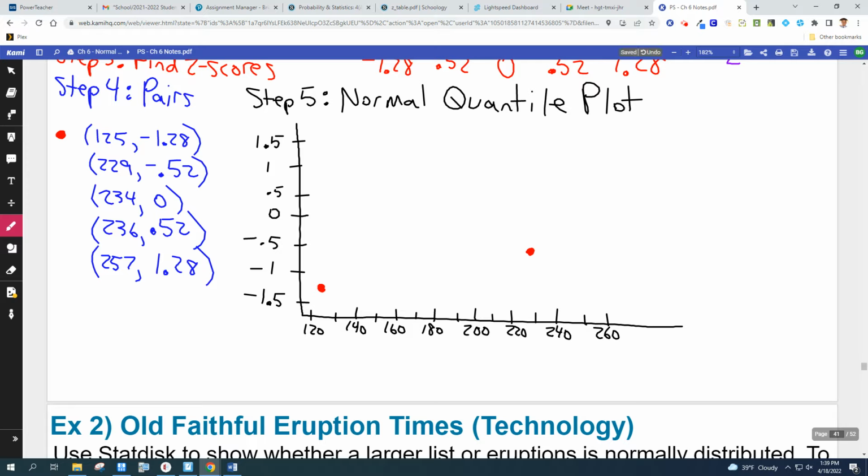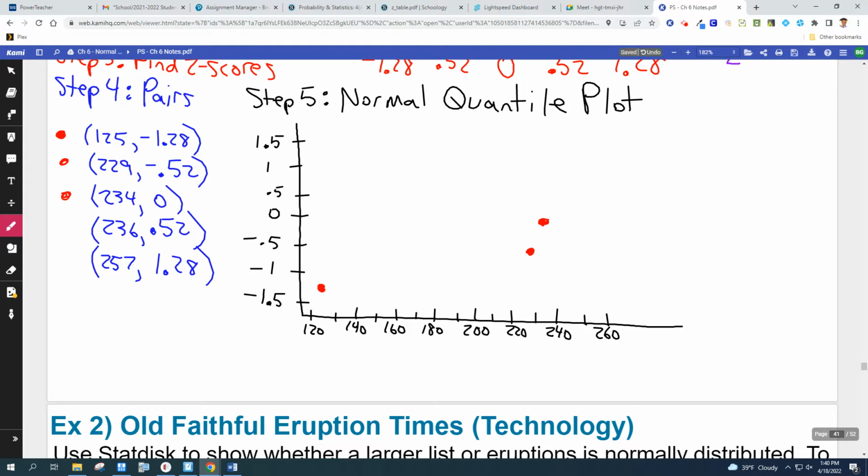And that's looking like a line, but of course it does. Anytime you have 2 points, it makes a line. Let's see what happens with the other 3 points. Third point, 234 comma 0. It's about right there.